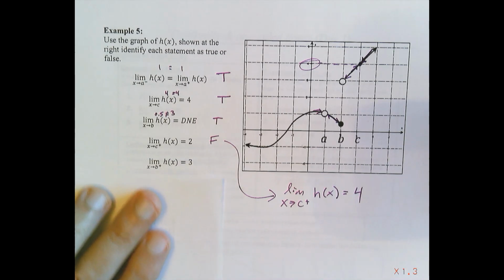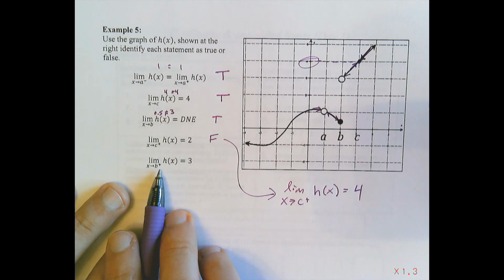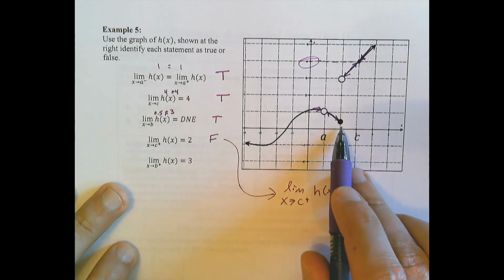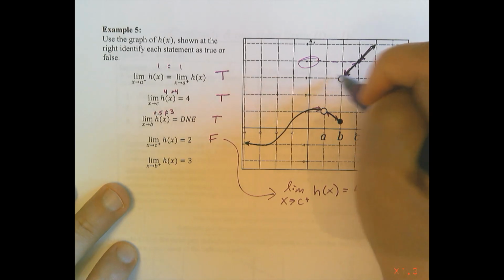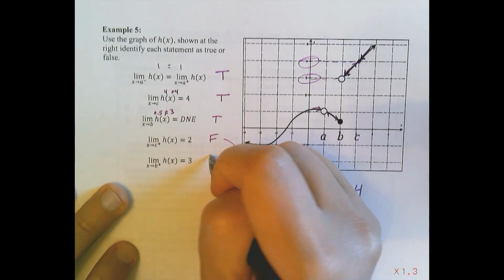All right, and the last one. The limit as we approach B from the right-hand side is 3. So when we look at this graph, here is B. When we're approaching from the right-hand side, that's getting closer and closer to this y value, and that y value is 3, which is a true statement.